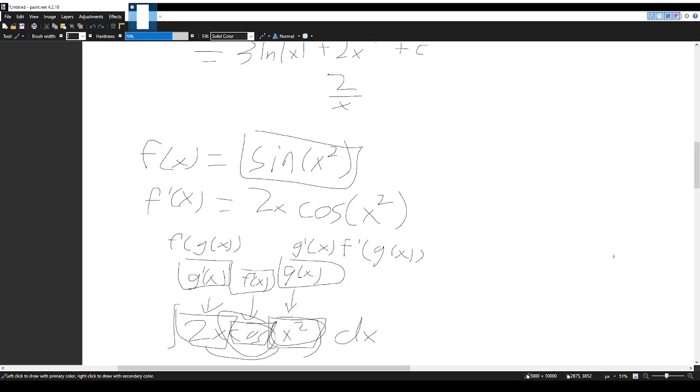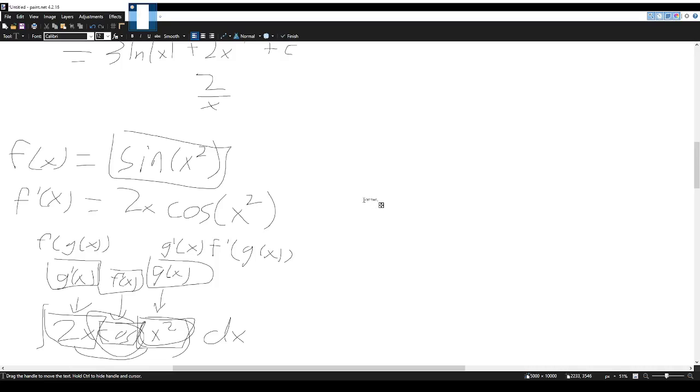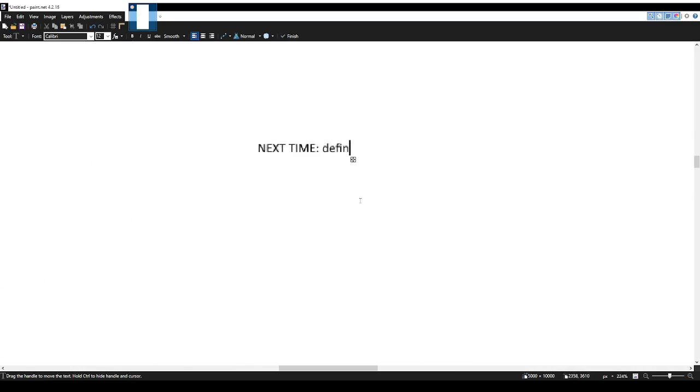But yeah, okay. Let's see what we're going to do next week. I should probably do just regular integrals. That would probably be smart. Next time, definite integrals, slash area. Maybe even the Riemann sums. All right, so that'll be next time.